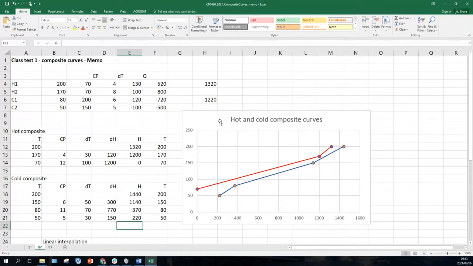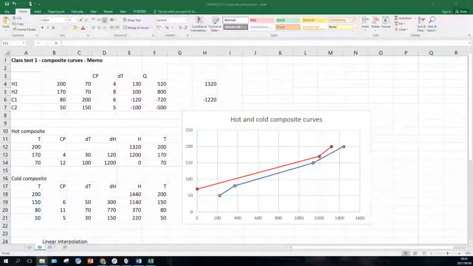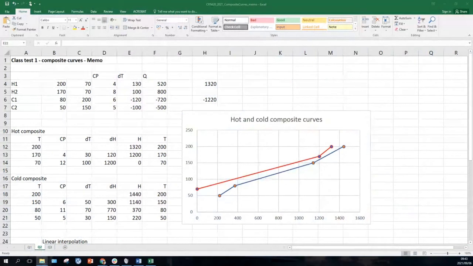Right. So let's close this. We open up the other CPS, 420, composite curve problem table HEN memo. That looks like the right one.